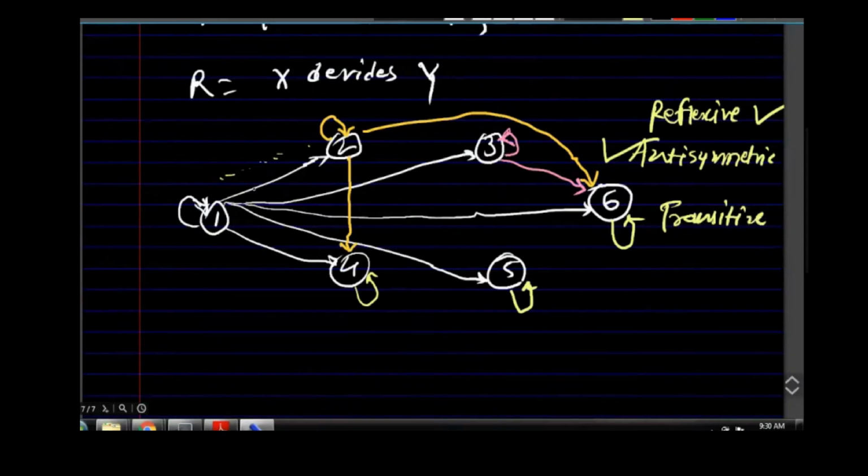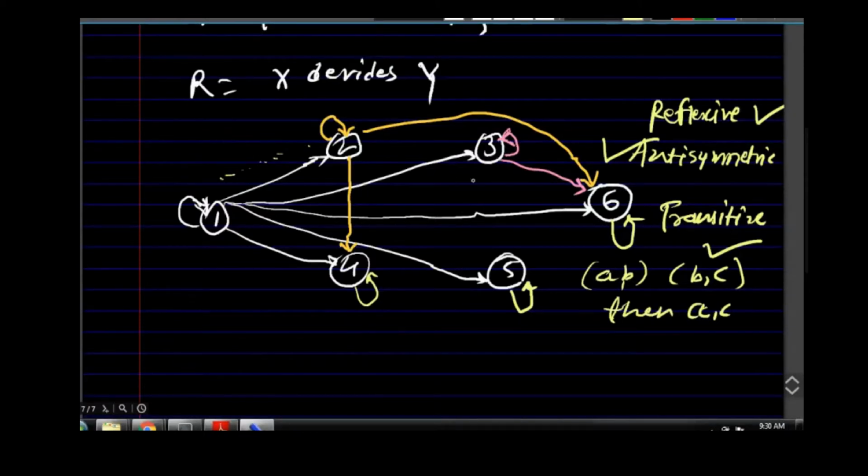And last is transitive. Transitive means 1 to 2 is there, 2 to 4 is there, so there is an edge 1 to 4. So 1 to 2, 2 to 4, and 1 to 4, it is forming a triangle like this. Then 1 to 3, 3 to 6, then there is an edge 1 to 6. Is there anything else? Okay, so 1 to 2, 2 to 6, there is an edge from 1 to 6. That means this is a transitive relation. Transitive means (A, B), (B, C), then (A, C) must be there.